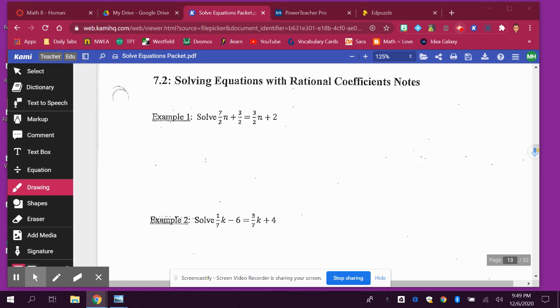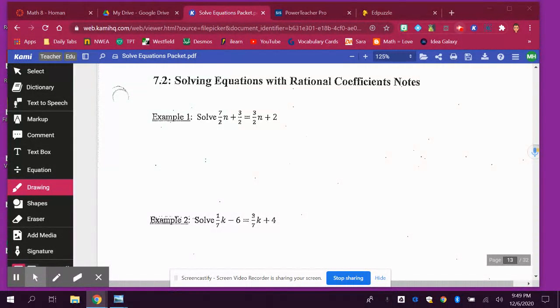Hi there, today we're going to be solving equations with rational coefficients. For example 1, we have: solve 7/2 n + 3/2 = 3/2 n + 2. Notice all of the denominators in our fractions are 2.